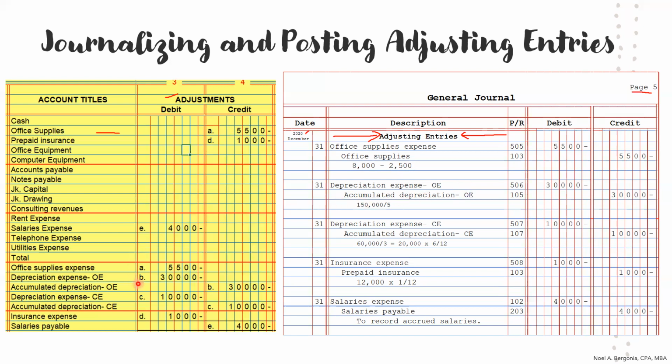The same goes for depreciation expense, which is our letter B. And then we have letter C, depreciation expense again. Letter D is about insurance expense, so insurance expense, credit prepaid insurance. And lastly, you have the salaries payable. Do not forget, class, that you can also rearrange the sequence. We are just using the concept that whatever came first in our data for adjustments is what we record in sequence.